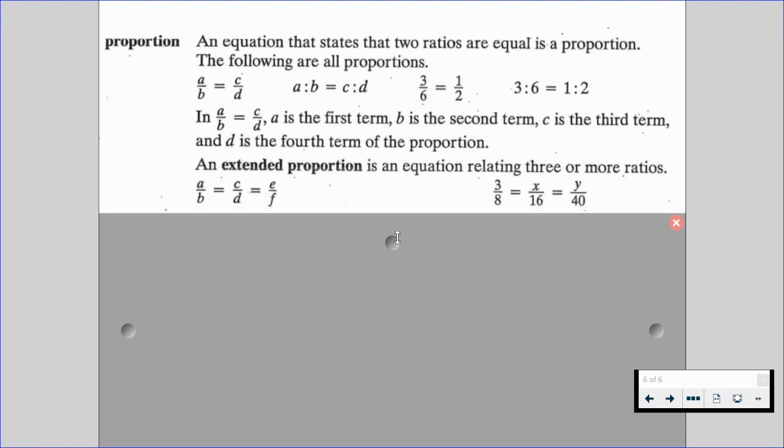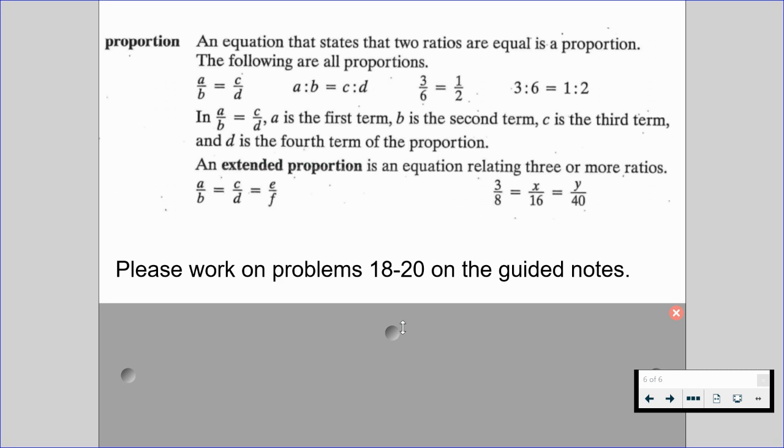And an extended proportion is an equation relating three or more ratios. So A over B is equal to C over D, which is equal to E over F. Or 3 over 8 is equal to X over 16, which is equal to Y over 40. And with that, please work on problems 18 through 20 on the guided notes.